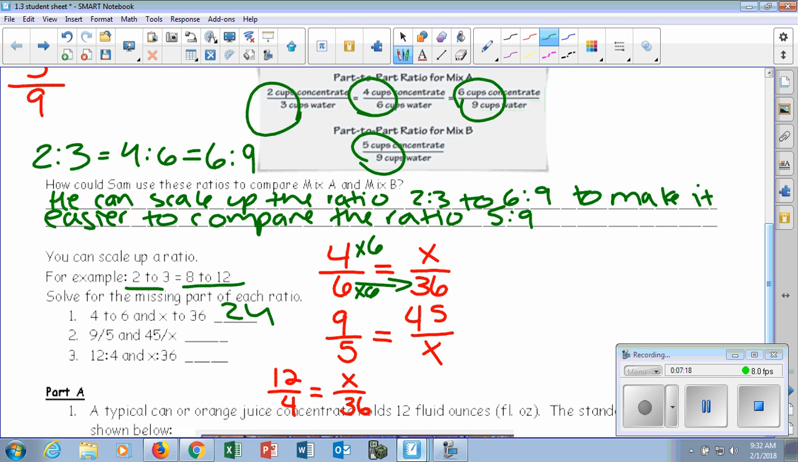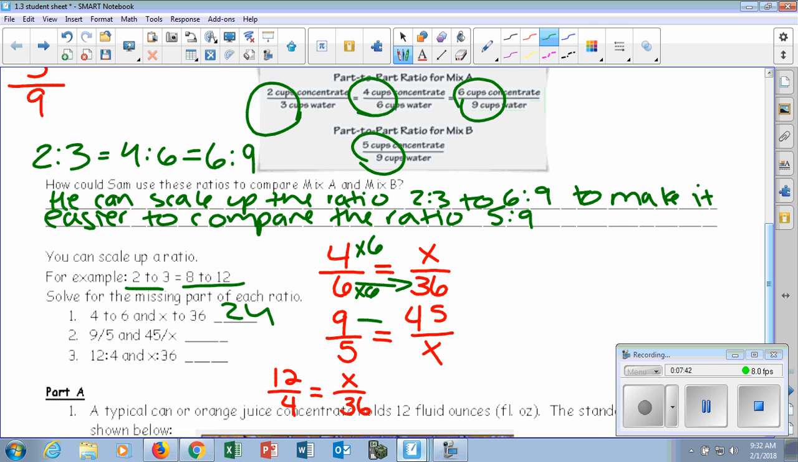So right here when it says solve for the missing part of each ratio, I found how it scaled up, the patterns that were going on in the denominator or the numerator, whatever way in this form it's written, in the denominator. So how is it going up in the denominator? We're going to do that same thing. So for number 2, 9/5 and 4 over x. I have 9/5 equal 4 over x.